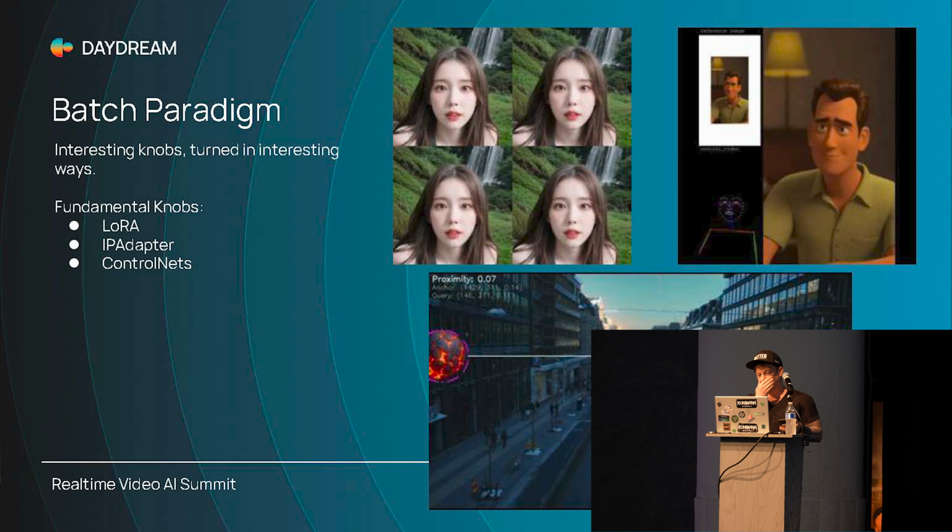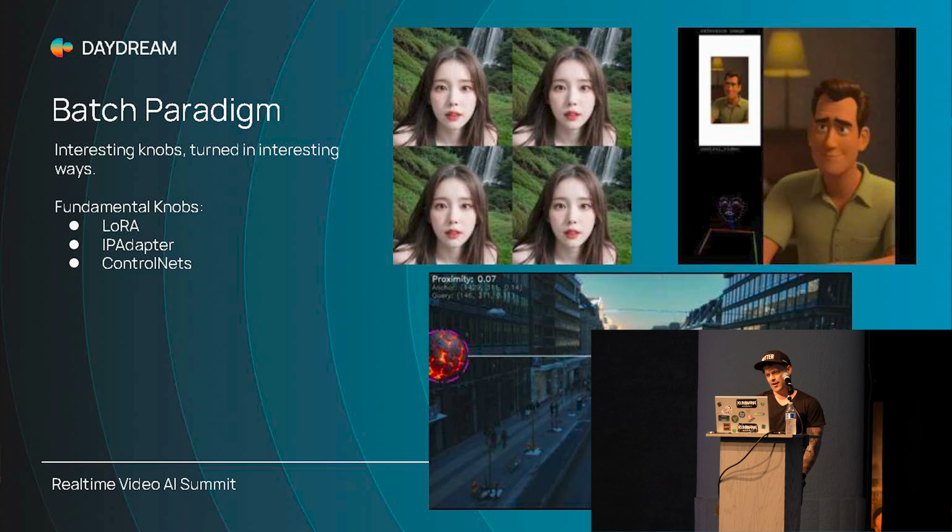So I'm going to talk briefly about some of the stuff that I did in Comfy UI, which is inherently not real time. I call it the batch paradigm, but it will sort of set the stage for why we chose to do what we did and how we did it. Eric mentioned I built these nodes. I built a bunch of nodes for Comfy UI, and I didn't really add any knobs, but I multiplied the knobs that already existed.